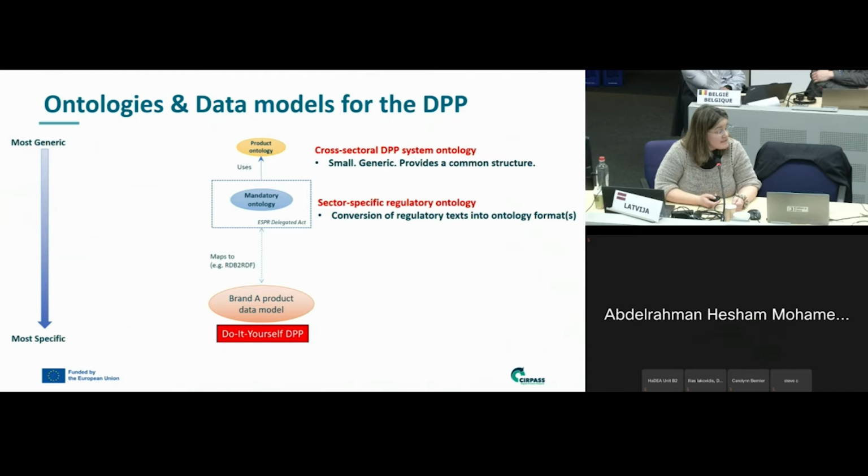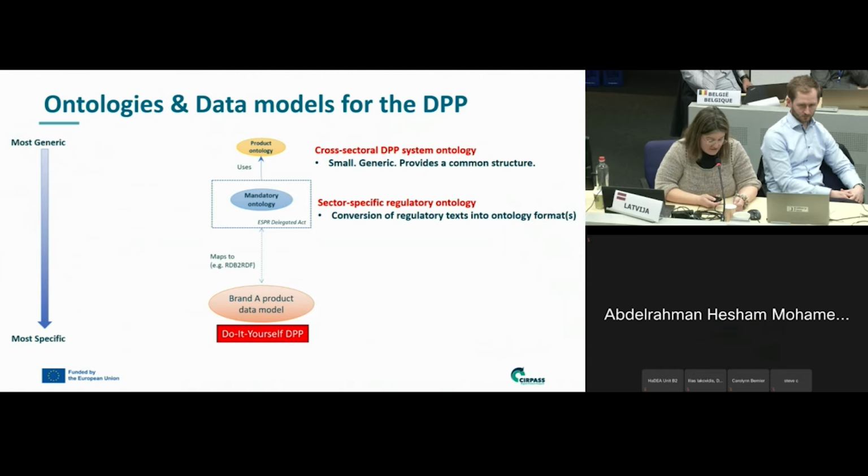Then, of course, I'm a brand and I want to publish my DPPs myself. We call that the do-it-yourself DPP scenario in CIRPASS. And so I want to expose my DPP data according to the ontology formats that are required, that are mandatory. And I can do that using a number of different open source tools. This is not a problem. It's probably likely that these mandatory ontologies may use a cross-sectoral DPP system ontology that would remain small and generic and simply provide a common structure among the different delegated acts.